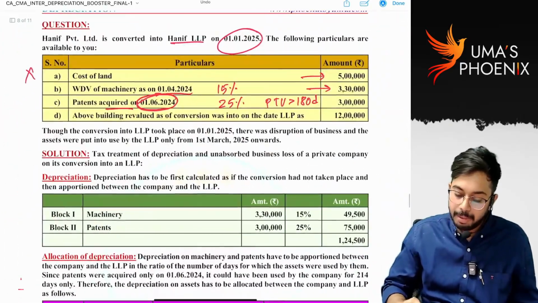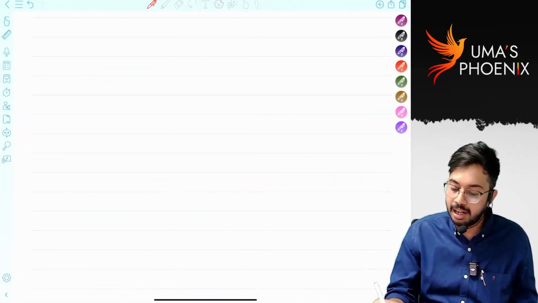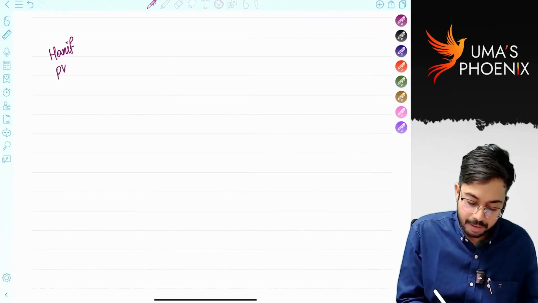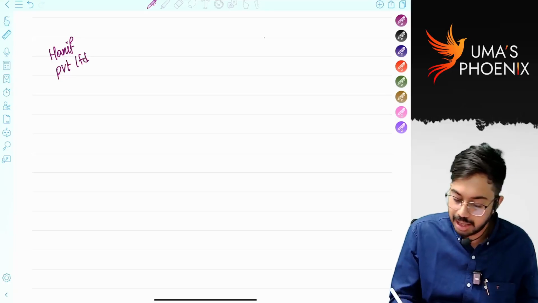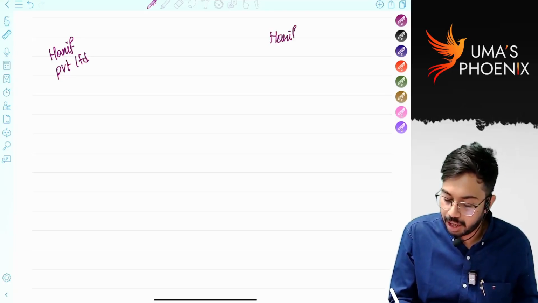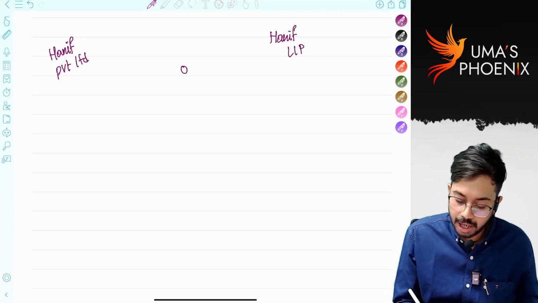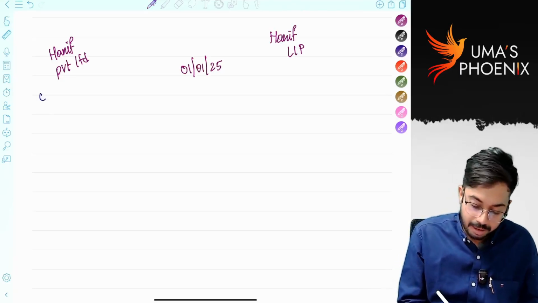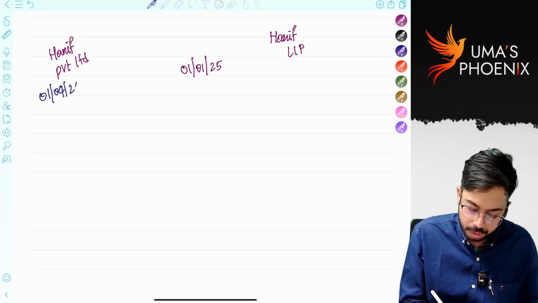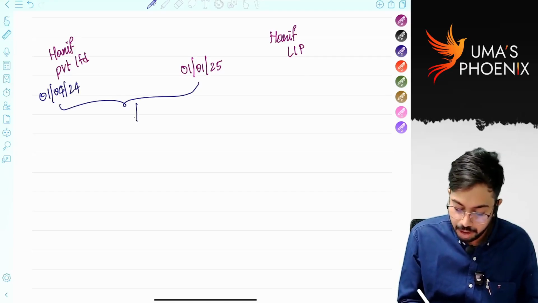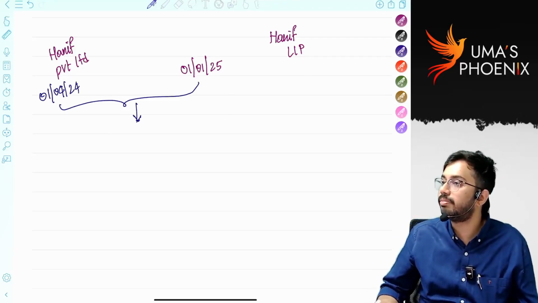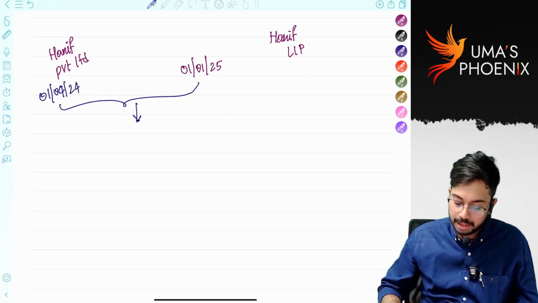Now, tell me one thing. Initially it is Hanif Private Limited, right? Hanif Private Limited got converted as Hanif LLP. Correct? Date of conversion 1st January 25. That means from 1st April 24 to 1st January 25, for how many days is it used by Hanif Private Limited? Calculate how many days it is used.